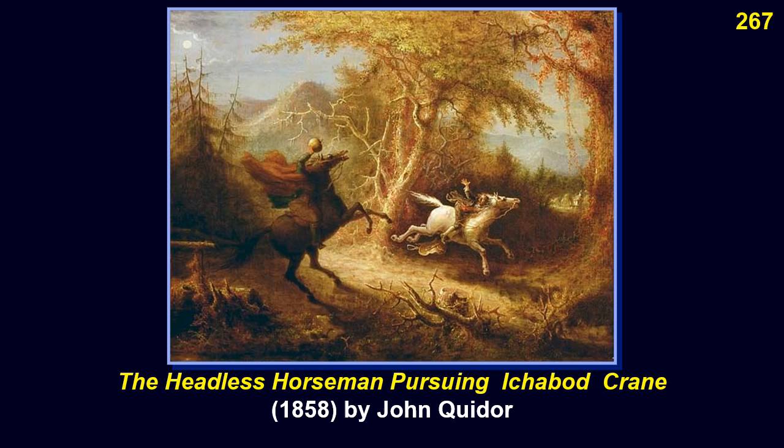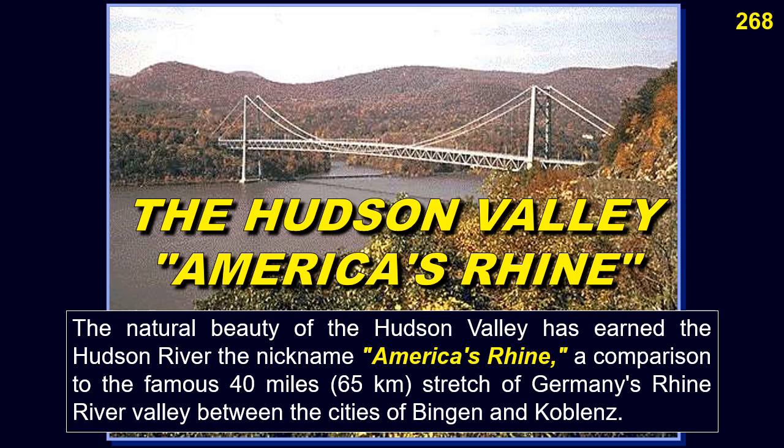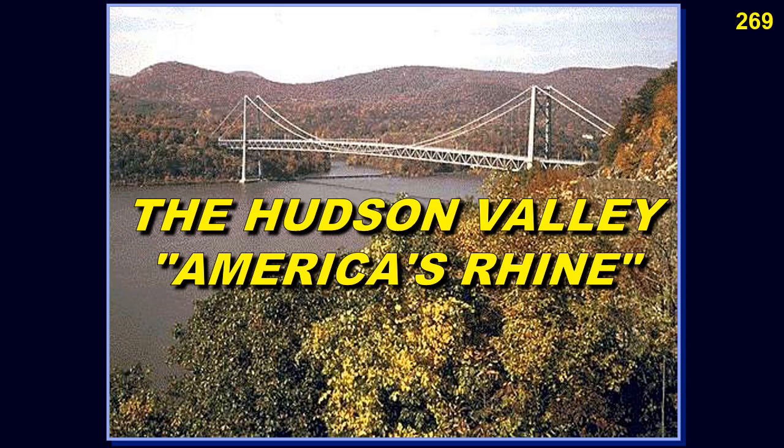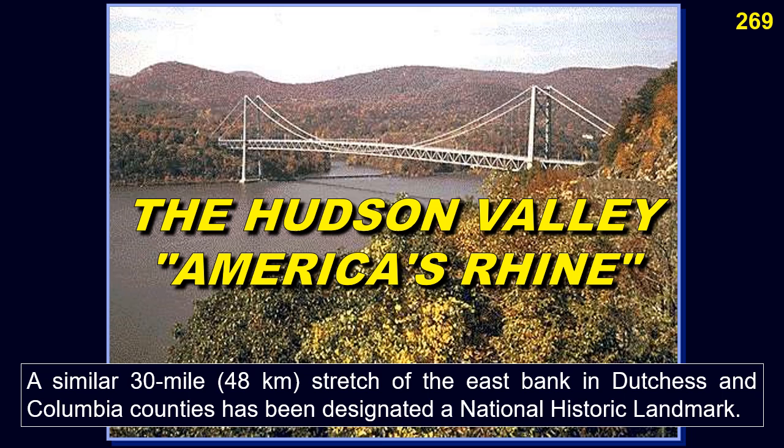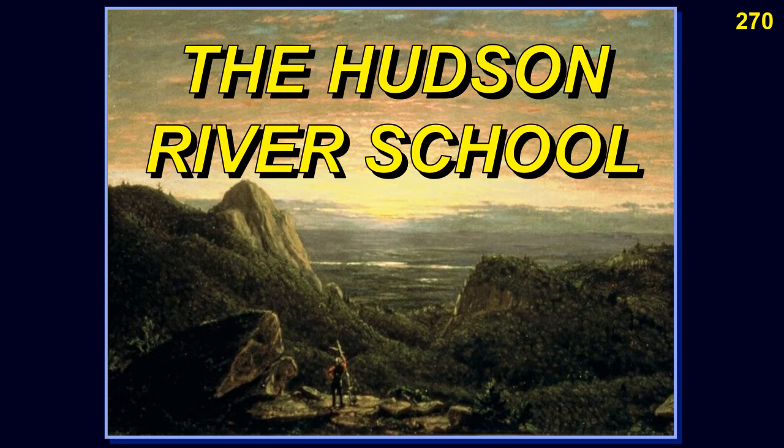The natural beauty of the Hudson Valley has earned the Hudson River the nickname America's Rhine, a comparison to the famous 40 miles, 65 kilometers, stretch of Germany's Rhine River Valley between the cities of Bingen and Koblenz. A similar 30 mile, 48 kilometers, stretch of the East Bank in Dutchess and Columbia counties has been designated a National Historic Landmark.